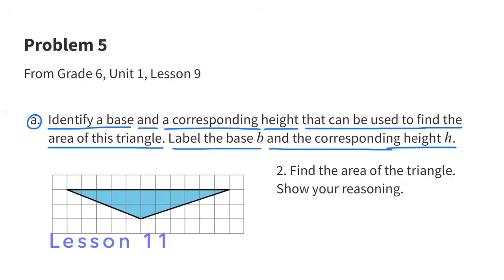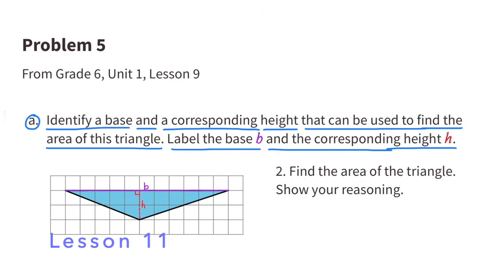Number 5. Identify a base and a corresponding height that can be used to find the area of this triangle. Label the base B and the corresponding height H. The base is labeled B and represents 11 units. The height is labeled H and represents 2 units.